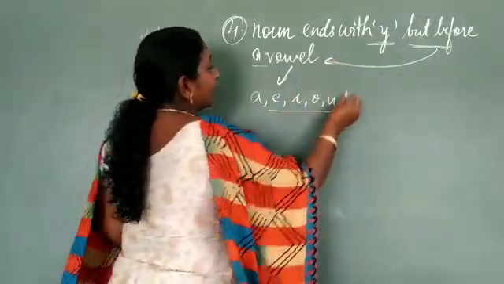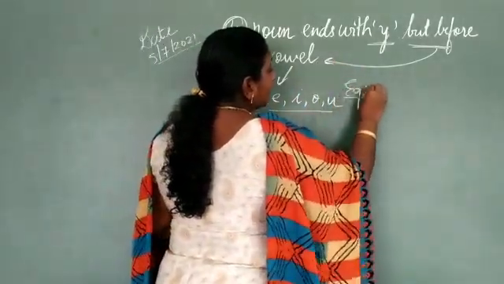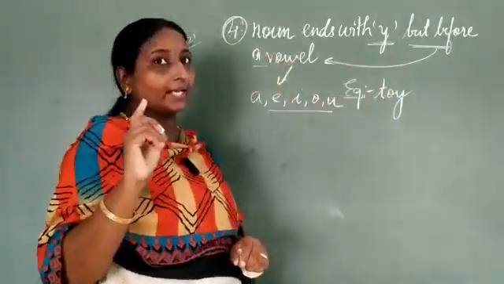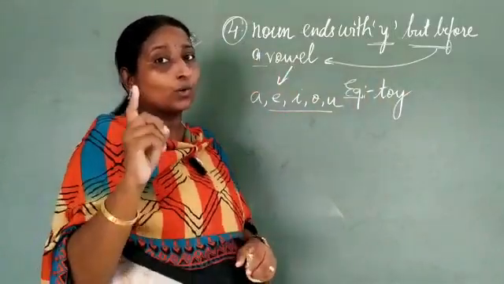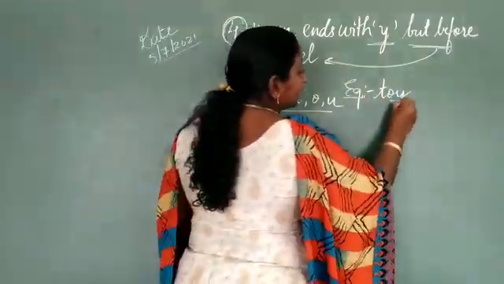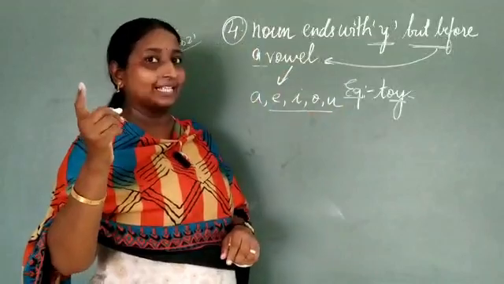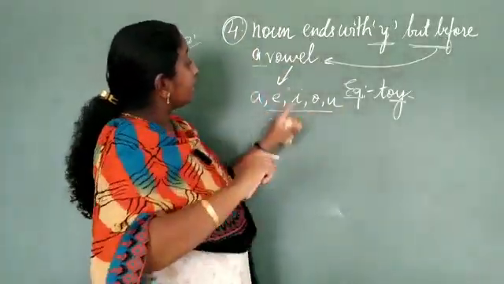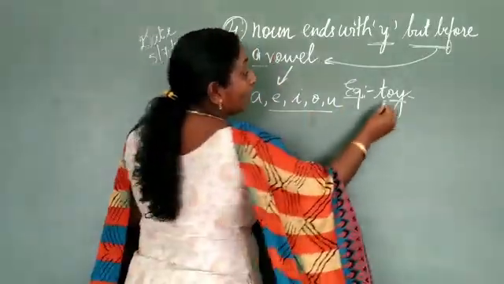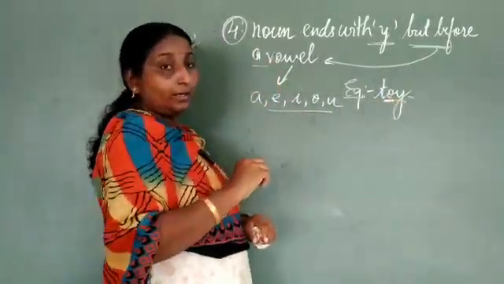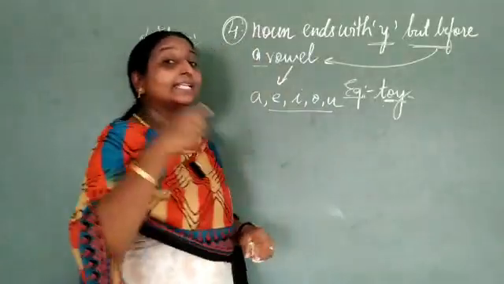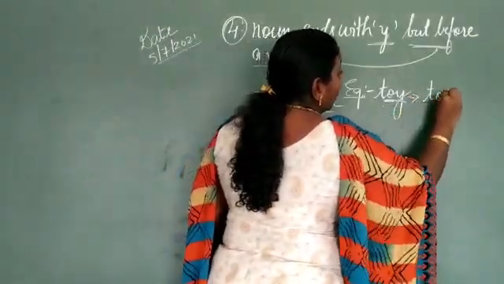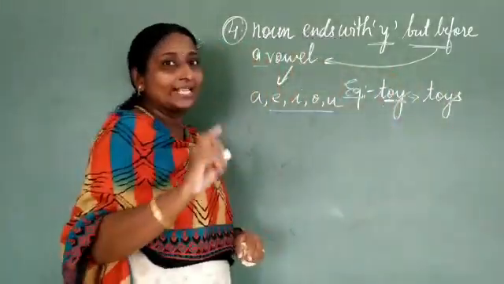I can give you an example. Suppose the word is T-O-Y, toy. In the third rule I told you that for a word that ends with Y, you have to add I-E-S, because it was a consonant. But here in the fourth rule, see, O is a vowel that is used over here. So if I have to make it in a plural form, there I will use T-O-Y-S, toys.